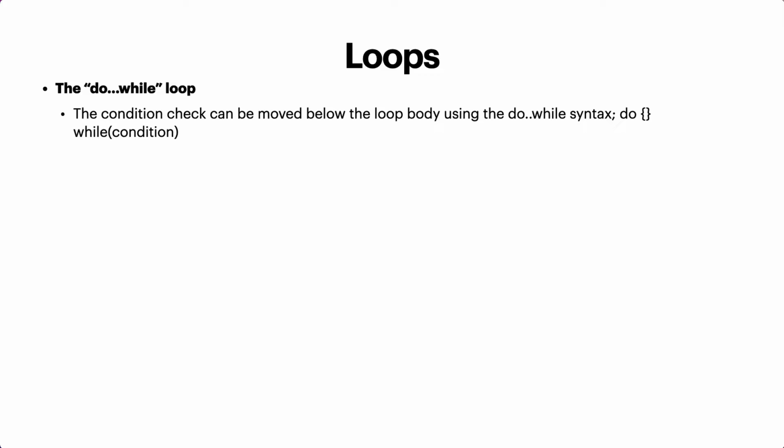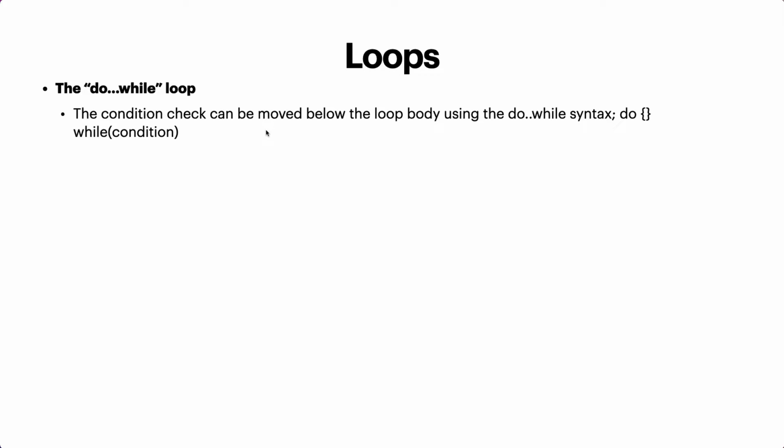So, the do while loop. Let's talk about another type of loop. We just talked about the while loop, and there is another loop that is called the do while loop. The condition check can be moved below the loop body using the do while syntax, do and while.